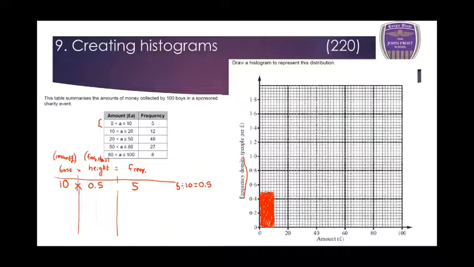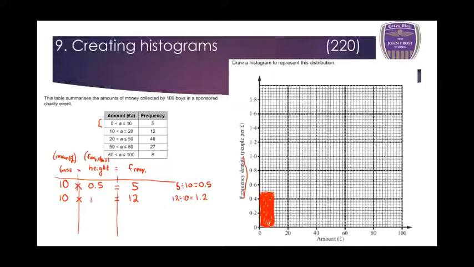Second one, again, the amount is 10 to 20. So that base is also going to be 10 units across, okay? Because 20 take away 10 is 10. So now 10 times something is going to be equal to 12. Okay, again, we can rearrange the formula slightly. So 12 divided by 10 is equal to 1.2.